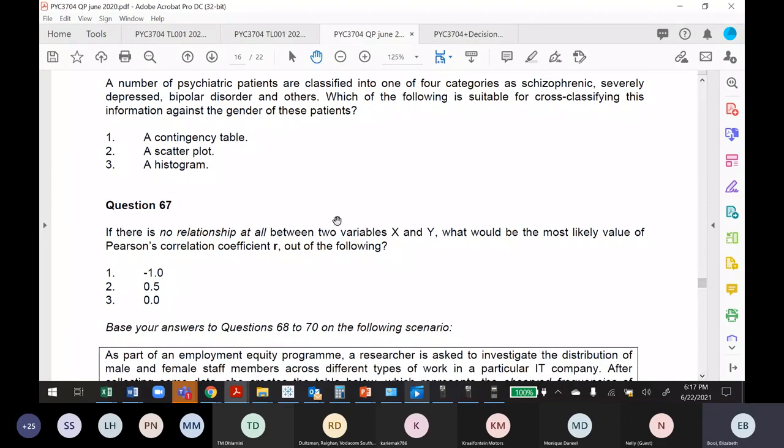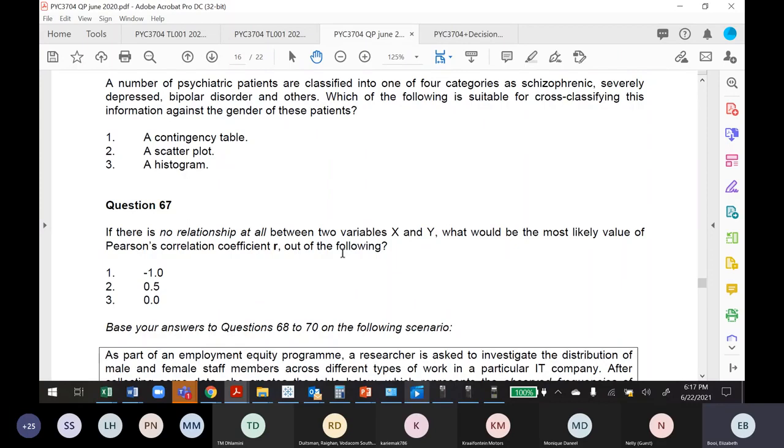Okay, so here is another one. It's about the coefficient of correlation. You also need to know how to interpret the coefficient of correlation: zero means there is no relationship. One means there is a perfect, strong positive relationship. Negative one means there is a perfect, strong negative relationship.